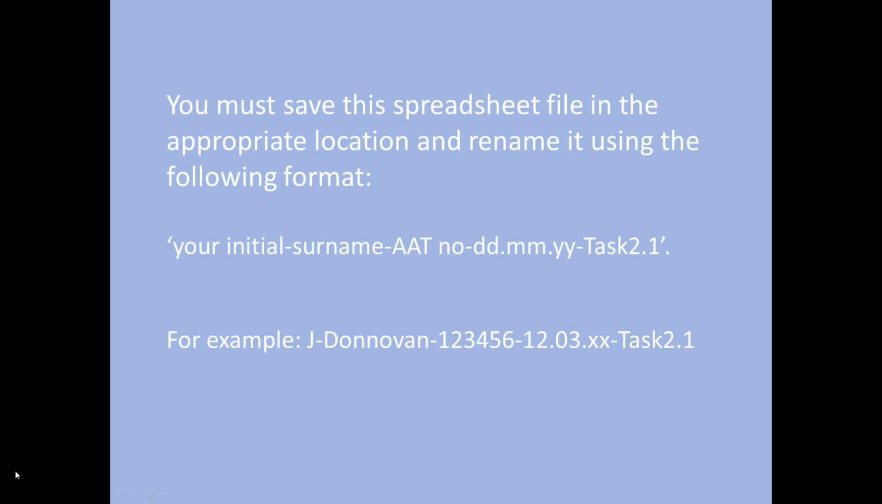Okay, so hopefully you've studied the scenario there and you're very familiar with BL&M & Co. and what they do. And the next thing it tells you to do in the instructions is to save the spreadsheet file in an appropriate location and rename it using the following format. And you must name your file according to this format, which is your initial and surname, hyphen your AAT number, hyphen the date, and then task 2.1. So I'm going to go ahead and do that now.